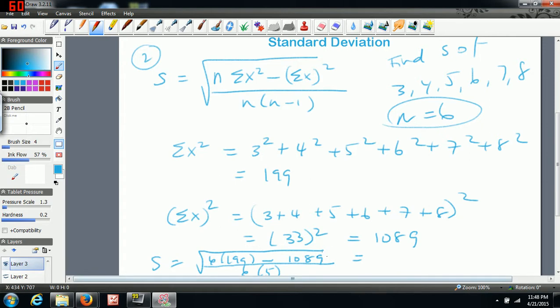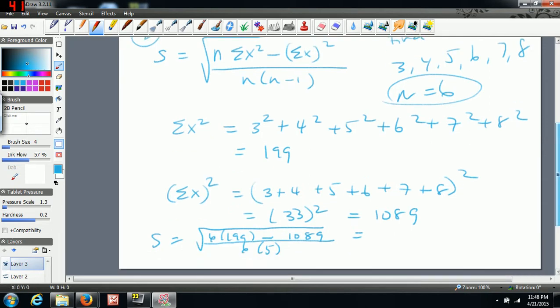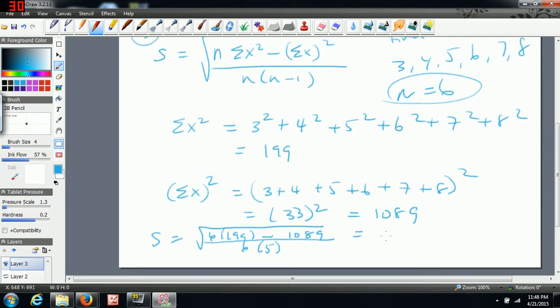Okay, and when you actually work this out, you would go ahead and do multiplication first. So you do 6 times 199 minus 1089. Okay, and then divide by 6 times 5, 30. And your final answer, when you're all done, should be the same thing. So you should get 3.5, and it should be 1.87 as your final answer. Okay, so like I said, you would do this part first, multiplication, and the bottom, and then go ahead and subtract those, and then after you subtract those, you would divide by 30, and you should get 3.5, and your final answer would be 1.87. Okay, so that's standard deviation.